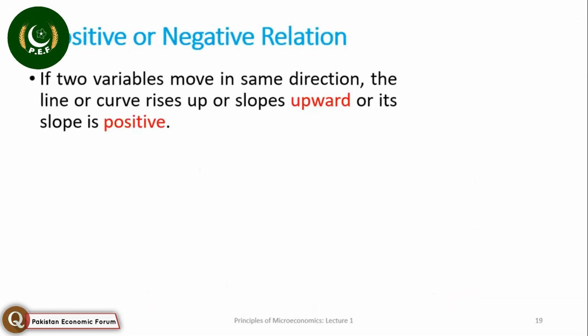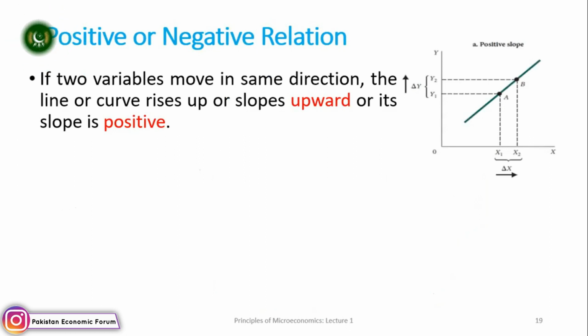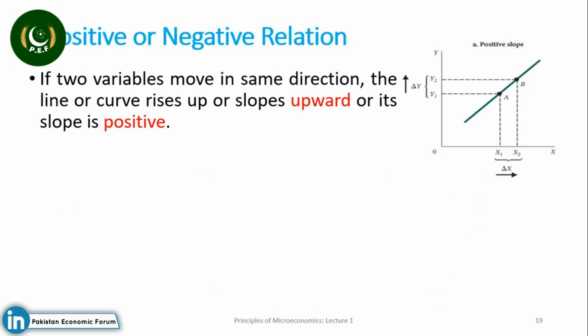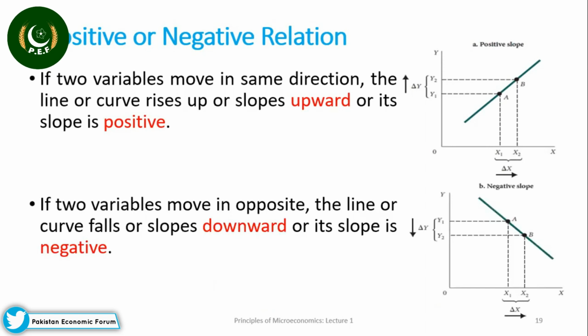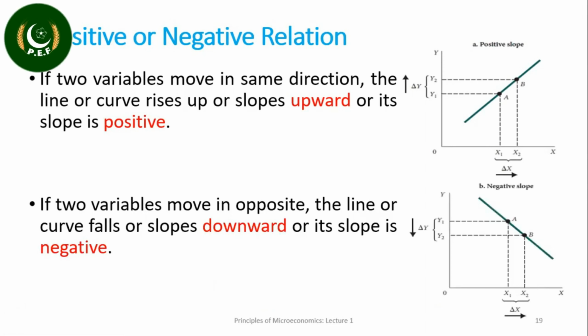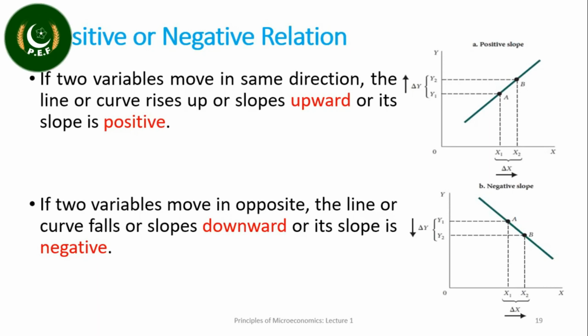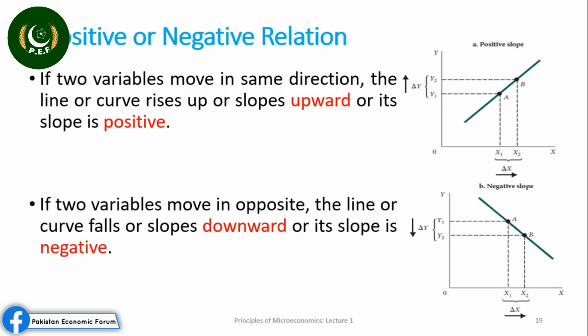Positive or negative relation on the graph is quite easy to see. It is seen moving from left to right. If the curve or the line is going up, then it shows a positive relation. Positive relation means that an increase in the independent variable causes an increase in the dependent variable. Whereas negative or inverse relation means an increase in one variable causes a decrease in the other variable. By one variable, I mean the independent variable. An increase in the independent variable causes a decrease in the dependent variable, and vice versa.